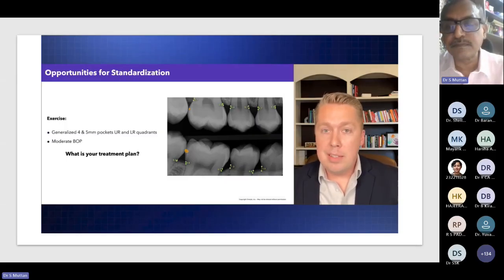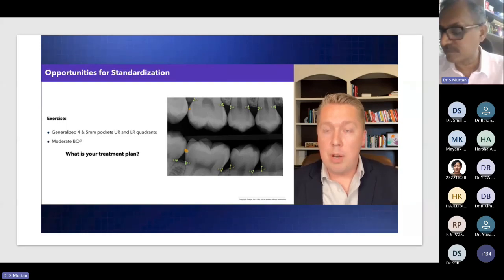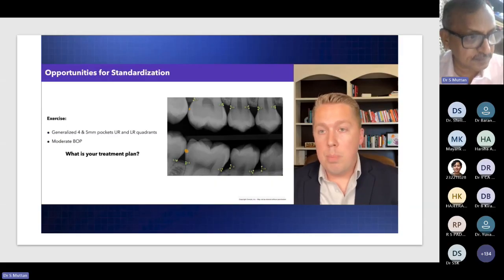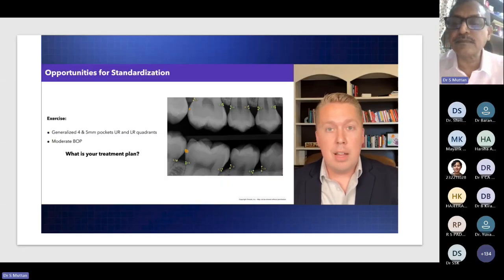So in this instance, do we meet the criteria? Do we have radiographic bone loss and do we have inflammatory process? And the answer to that would likely be no. We have periodontal probing depths, but there's really no bone loss on the x-ray. So is scaling and root planing in this particular case an appropriate treatment plan?